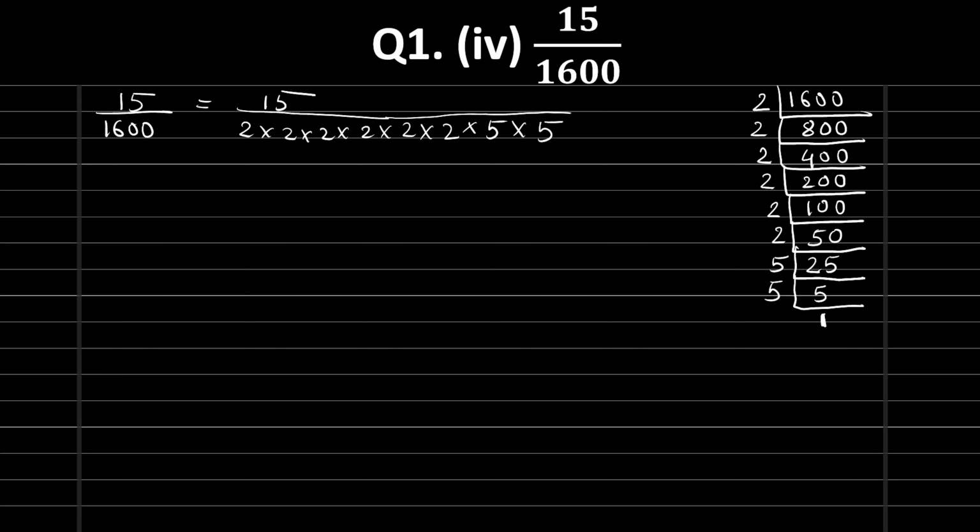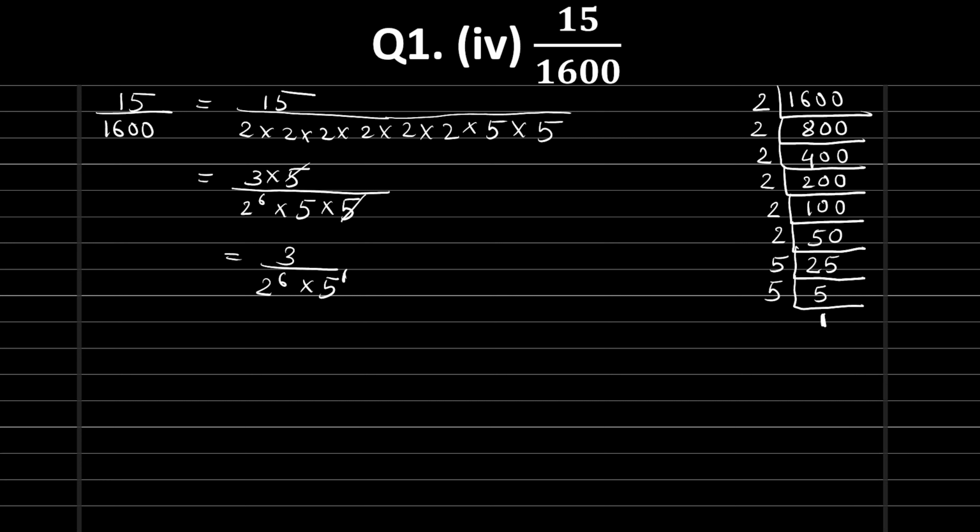So we will try to simplify it if possible. We can see that in the numerator we have 15, right? So the 15 can be written as 3 into 5. And in the denominator we have 2 raised to 6 into 5 raised to 2, which is definitely 5 into 5. So we can cancel out 5 with 5. We are going to get 3 upon 2 raised to 6 into 5 raised to 1.